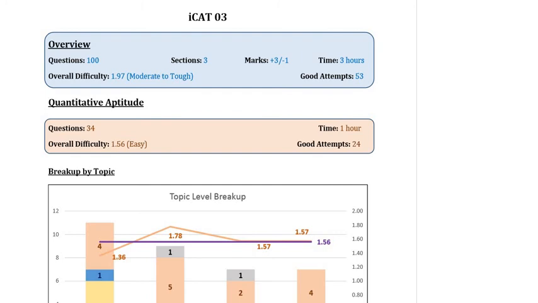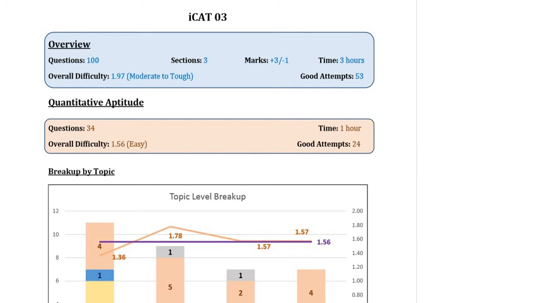So by now you would have finalized your attempt strategy, your strengths, weaknesses, and would have created a clear picture as to how you want to go about each section in each mock or in the actual exam.